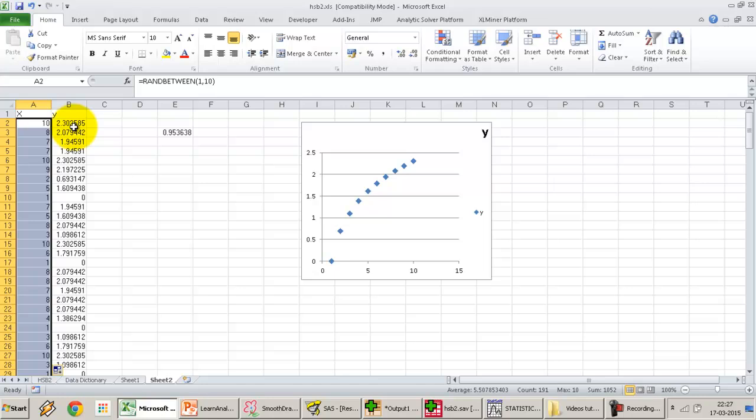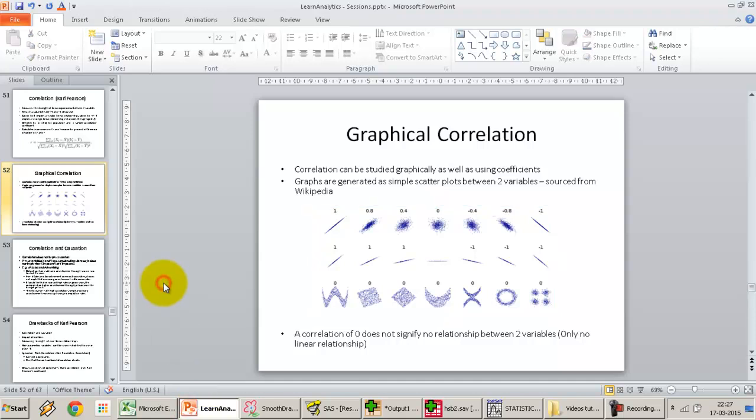So if you have a perfect circular function, or also an exponential or a logarithmic one, even though the relationship is perfect, the correlation will not be able to capture it. So that's what I wanted to signify over here. A correlation of 0 or a low correlation does not signify no relationship between the two variables. It only signifies no or a weak linear relationship between the two variables.